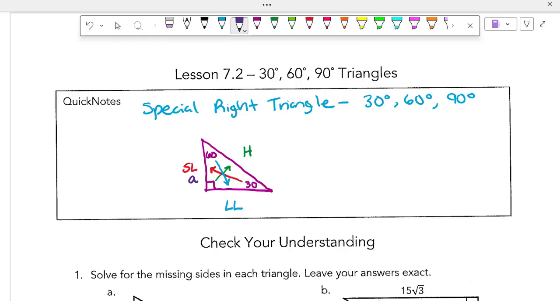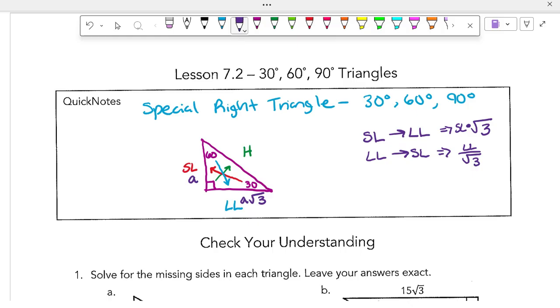So, to go from short leg to long leg, what did we end up multiplying by? Square root of 3. So your long leg will be A square root of 3. So that means if we want to go from short leg to long leg, we would multiply the short leg by the square root of 3. If we want to go from long leg to short leg, what do you think I'm going to do? Divide the long leg by the square root of 3.